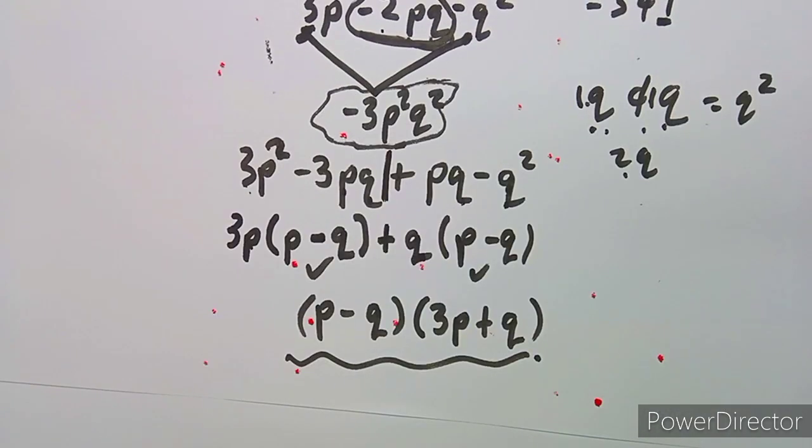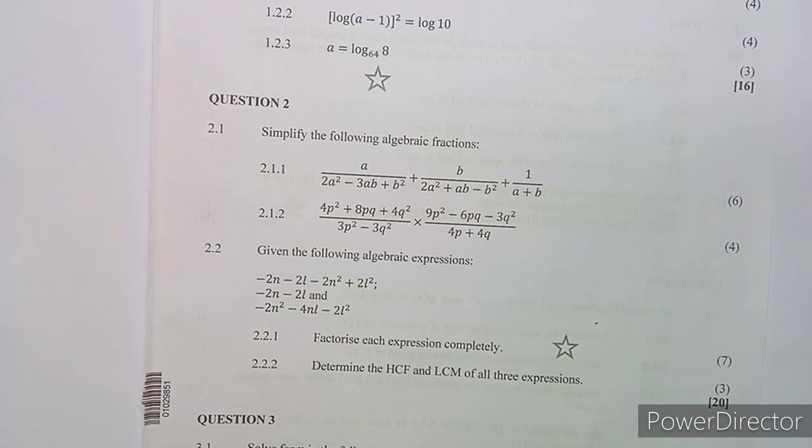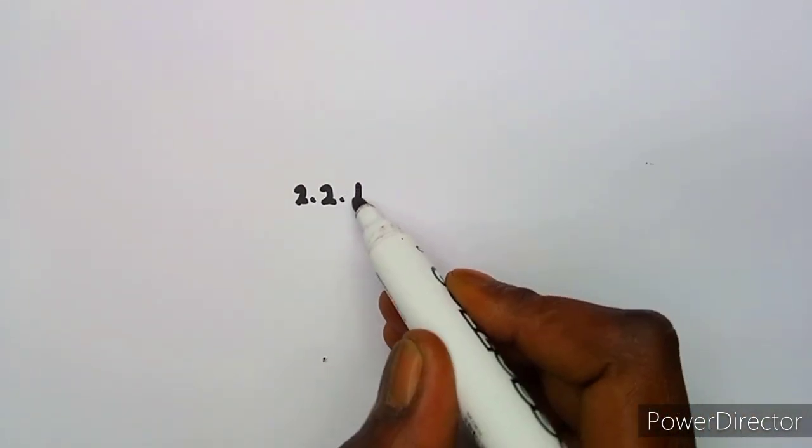All right, so I don't know if it is actually clear, but these are some of the steps that you need to have. Okay, but let's see this part, which is given the following algebraic expressions. We are given these. Factorize each expression completely, and we've got 7 marks for that. All right, so let's see how we were supposed to factorize each completely.